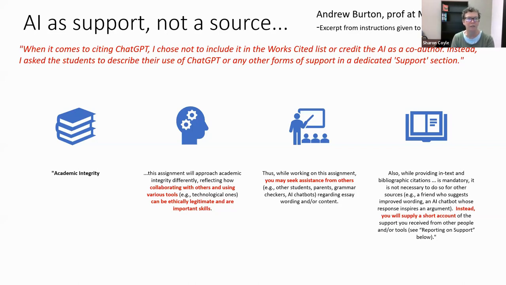Instead, Andrew asked students to describe their use of ChatGPT or any other forms of support in a dedicated support section. So he got them thinking about academic integrity, and he said, collaborating with others and using tools can be ethically legitimate, and those are important skills. So in this assignment specifically, you can seek assistance from others. He gives examples, including parents or grammar checkers or AI chatbots. But they needed to provide an account of how they used that on a separate page.